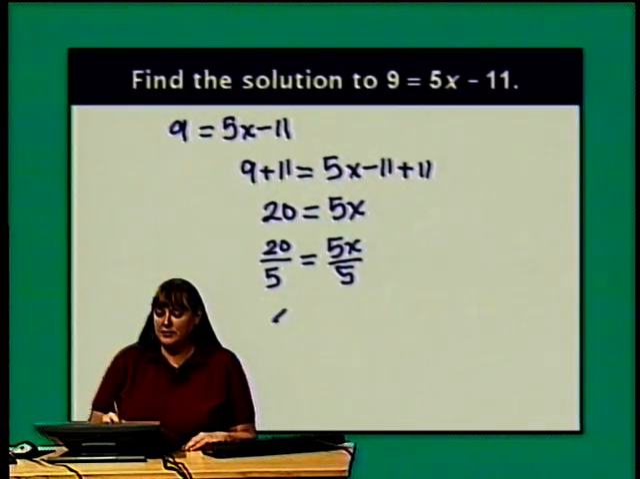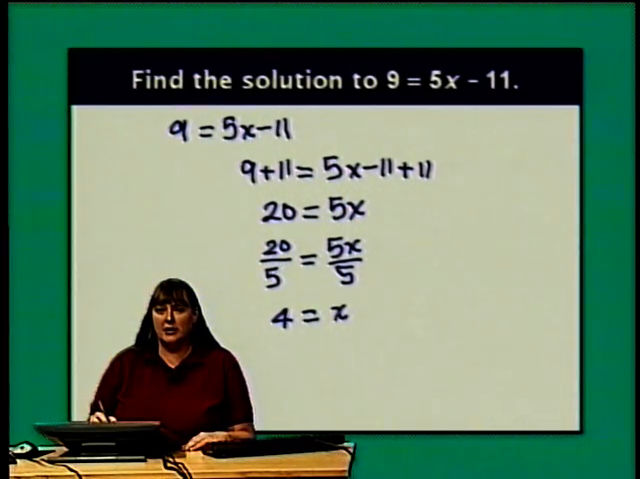20 divided by 5 is 4. 5x divided by 5 is 1x. 1 times x is x. So I end up with 4 equals x. This is equivalent to x equals 4.